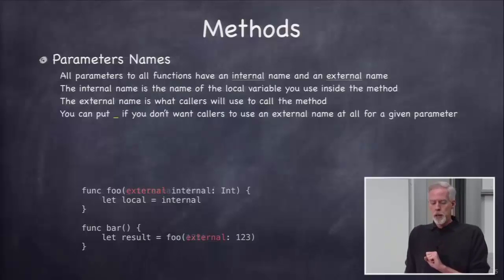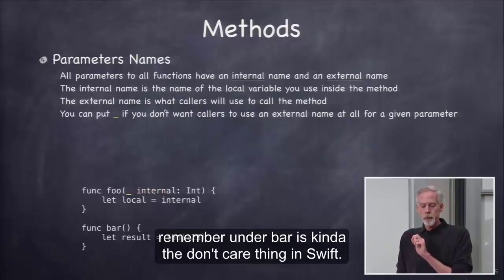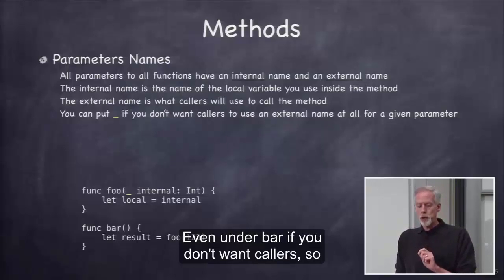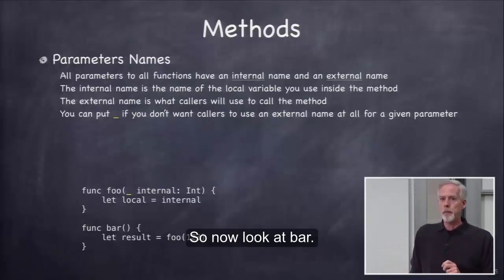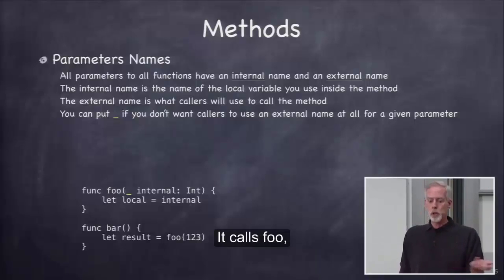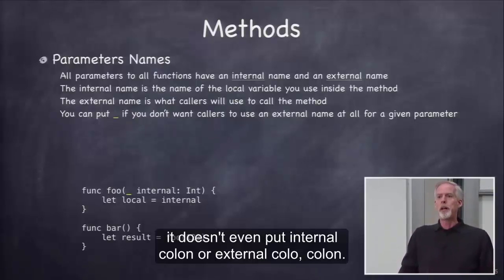They can be different. You can put an underbar. Remember, underbar is the don't-care thing in Swift. You can put an underbar if you don't want callers to use an external name. So now look at bar. It calls foo. It doesn't even put internal colon or external colon.